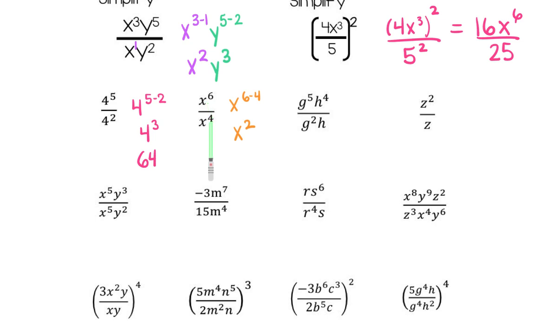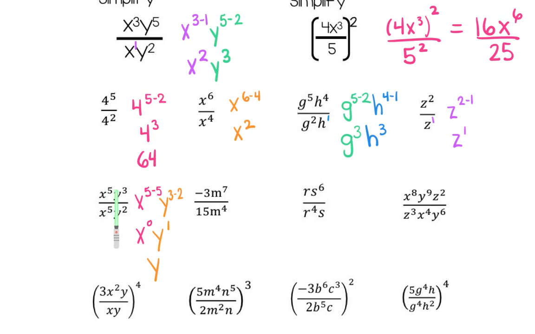X to the sixth divided by x to the fourth is x to the 6 minus 4, which is x squared. G to the fifth, h to the fourth divided by g squared h. We have g to the 5 minus 2 power, h to the 4 minus 1 power, which gives us g to the third, h to the third. Z to the second divided by z, which is z to the 2 minus 1, is z to the first power, or you can just write it as z.